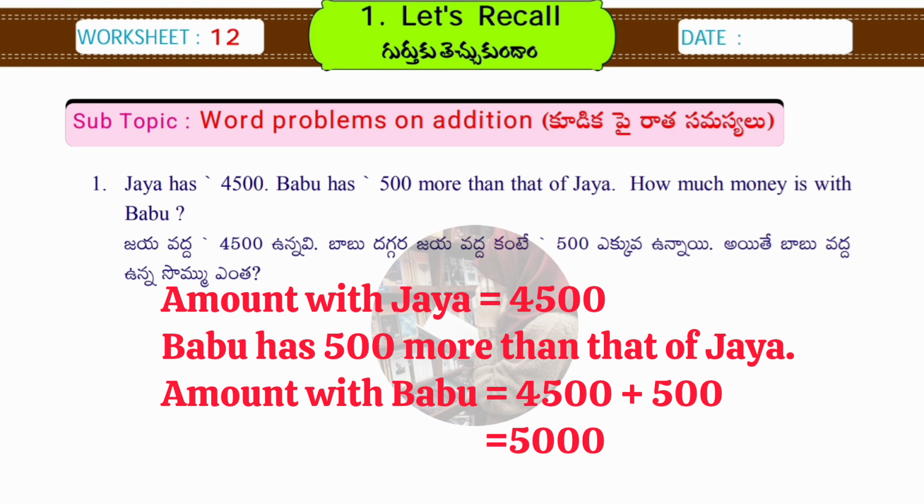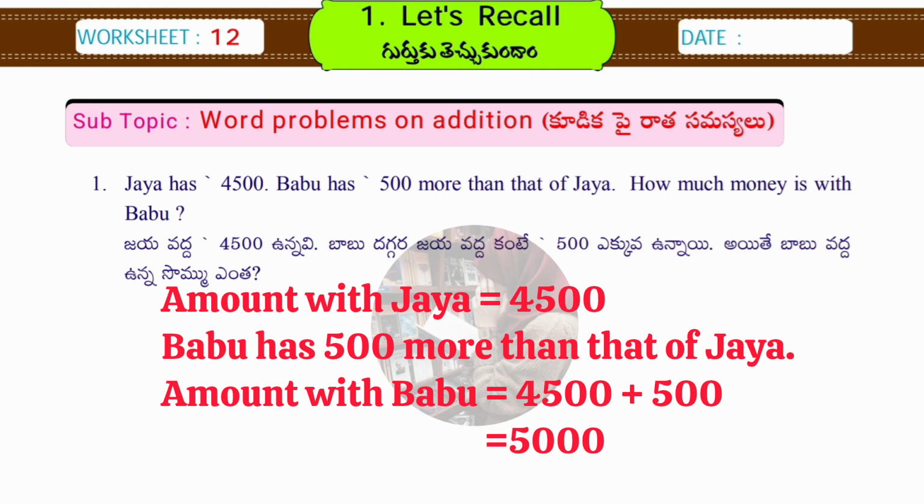Okay, let's see the answer, means solution. Amount with Jaya is 4500. Okay, Babu has 500 more than that of Jaya. Then amount with Babu is 4500 plus 500. It means 5000 rupees is there with Babu.